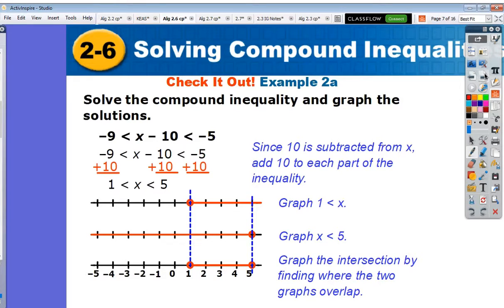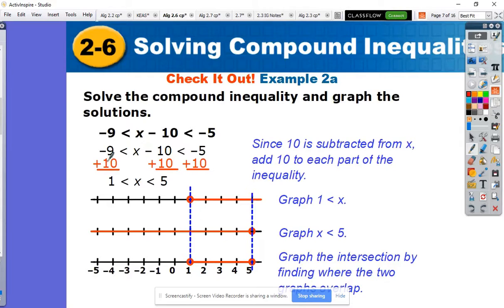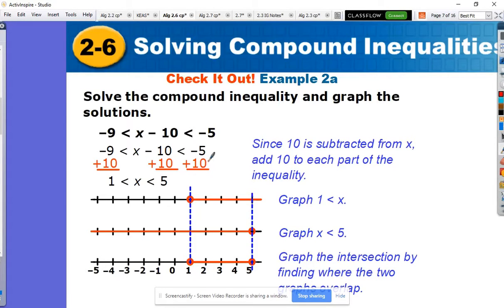So here's what we got going on. We have our minus 10 in the middle, so we did plus 10 on this side, plus 10 on this side. So we're left with 1 is less than x, and x is greater than 1. Okay, x is greater than 1 because the greater side is with the x over here. And then x is also less than 5. Okay, so we can graph that.